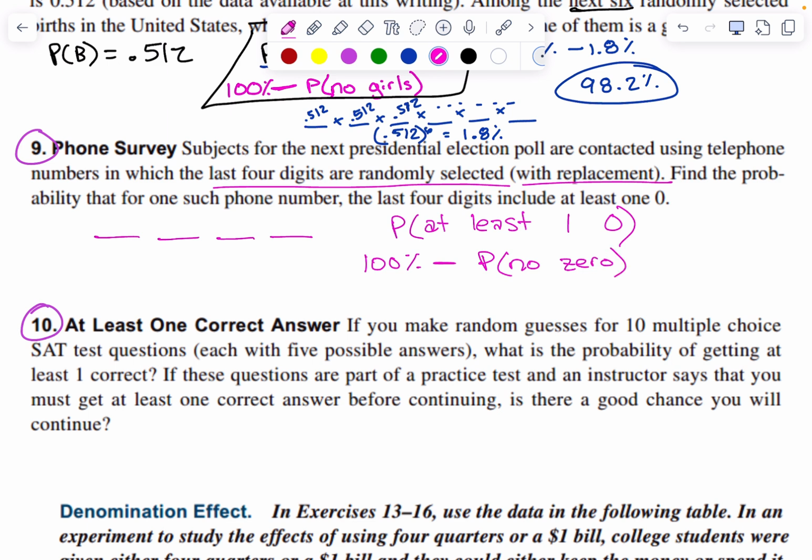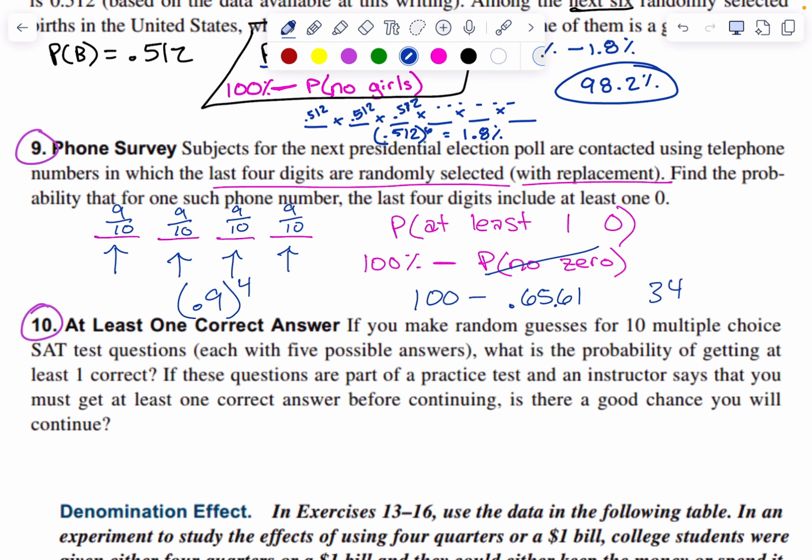So we have to find the probability that this phone number is not a zero. The chance that this digit is not a zero is 9 out of 10, this one 9 out of 10, this one 9 out of 10, this one 9 out of 10. So you take 0.9 to the 4th power, which is 0.6561. I take 100% minus 65.61%, and that's 34.39%. That's the probability that it has at least 1 zero.